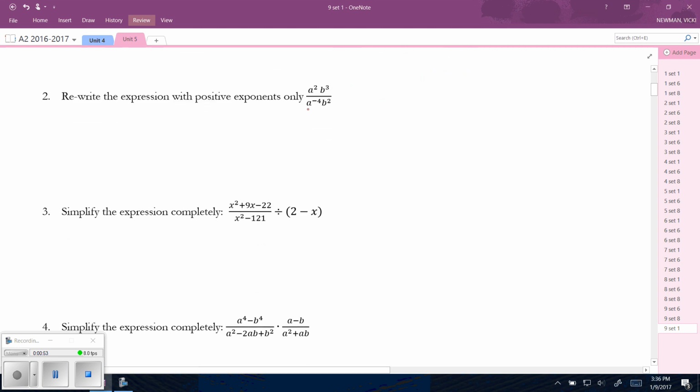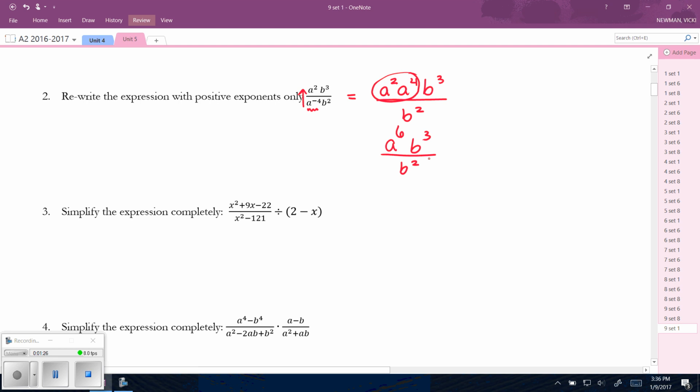Okay, so it looks like the only negative exponent I have is on this a to the negative 4. That means that piece will travel to the top of the fraction. So now on the top, I have a squared, a to the 4th, b cubed, and on the bottom, I have b squared. Well, on the top, a squared times a to the 4th, you add the exponents, it becomes a to the 6th. And then you still have this b cubed over b squared thing, okay?